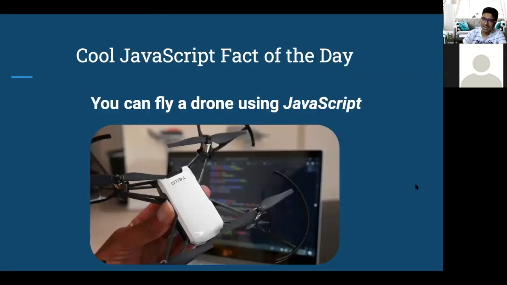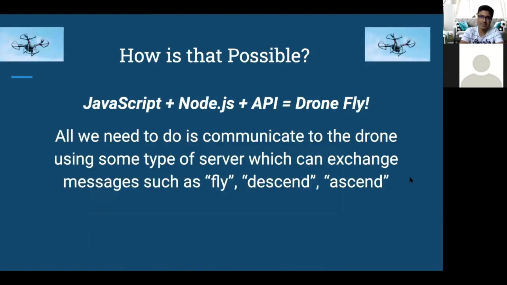All right, so now let's get down to our cool JavaScript fun fact of the day. That being that we can fly a drone using the language of JavaScript. Wait, what? So let's dissect this piece by piece like we always do. Essentially, what I'm saying is that we can use our programming skills with the language of JavaScript in order to fly a drone up and down, left and right, in all sorts of directions. How is that even possible?